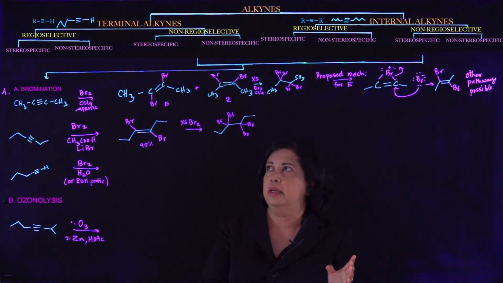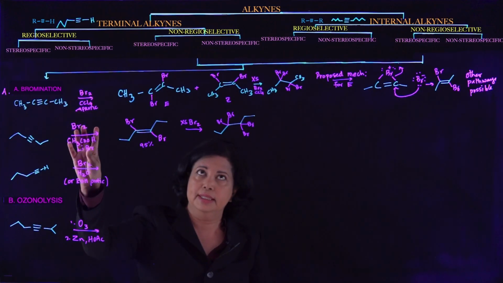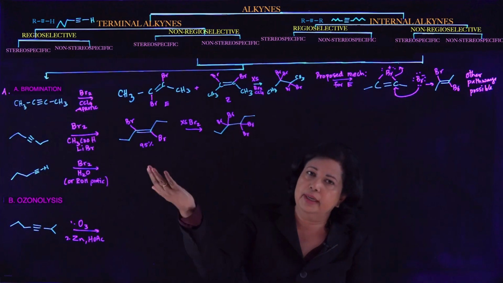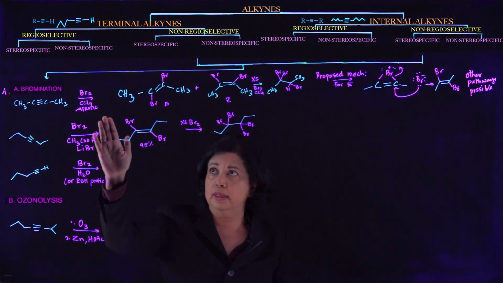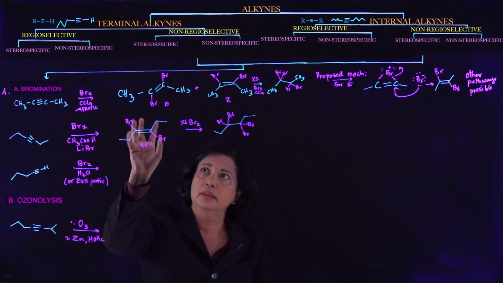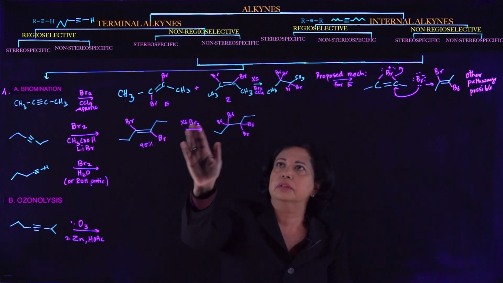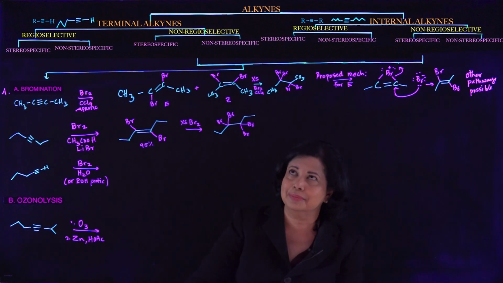If you have excess bromine, it doesn't matter whether it's aprotic condition with CCl4 or with this, that's our end product if you had excess bromine. But if you had one equivalent, then you would stop at this. This is isolable. Then you can take this and go over and do other things with it, or just go over and brominate some more.